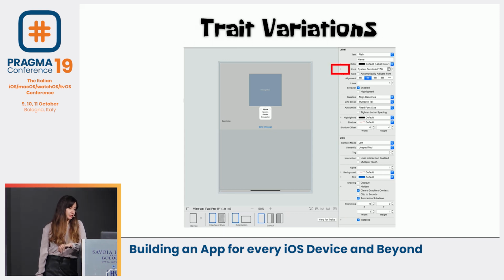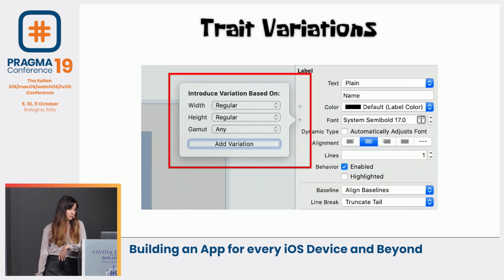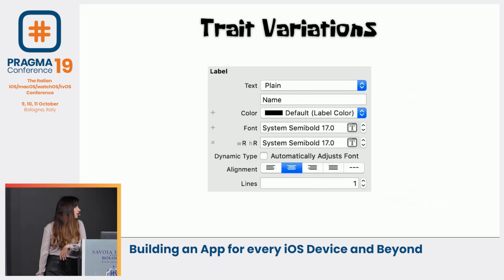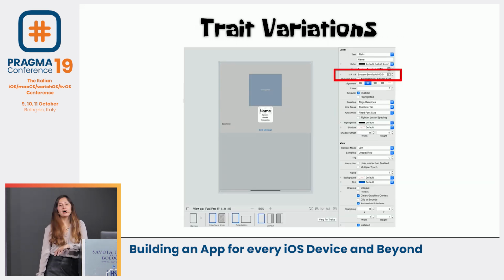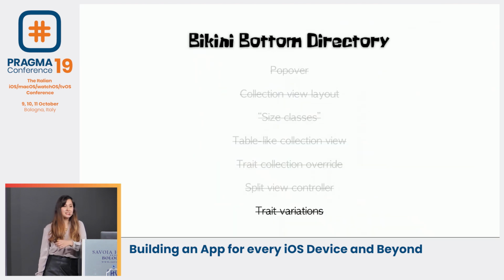So let's change the font. We tap the plus button next to the font. Again, we add a variation. And there it is. And now we bump up that number, and the name grows. So now this is what our detail screen looks like. So that's it for trait variations. So now our app looks beautiful, both on iPhone and iPad.